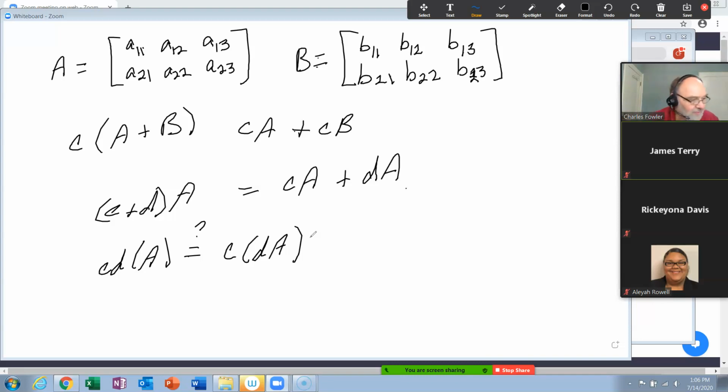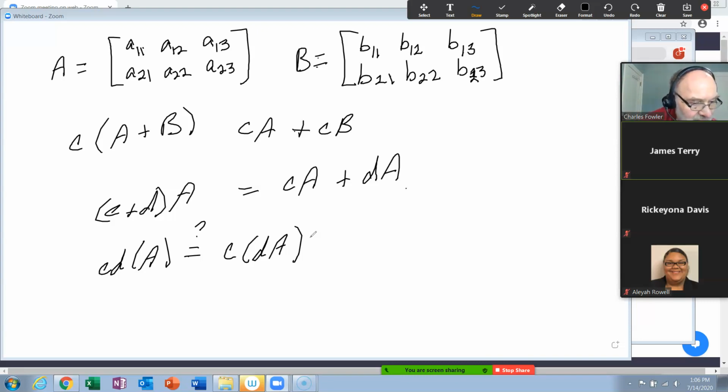Okay, so that works. And the last one, if you multiply the number 1 by either one of those matrices, you're going to get the same matrix. A11, A12, A13, A21, A22, A23, or the other one. So yes, all 10 of those rules work for 2 by 3 matrices.